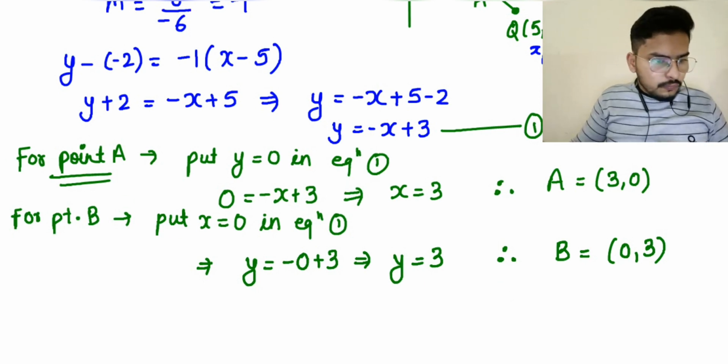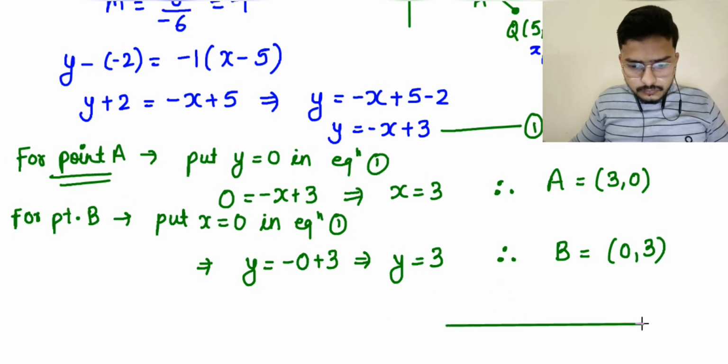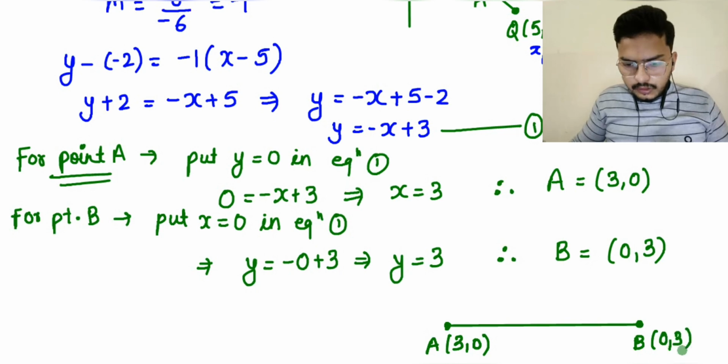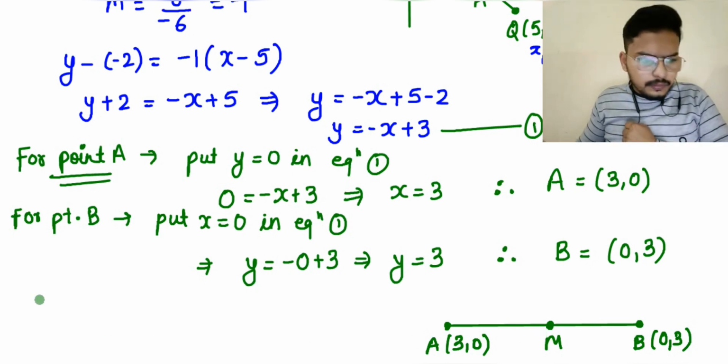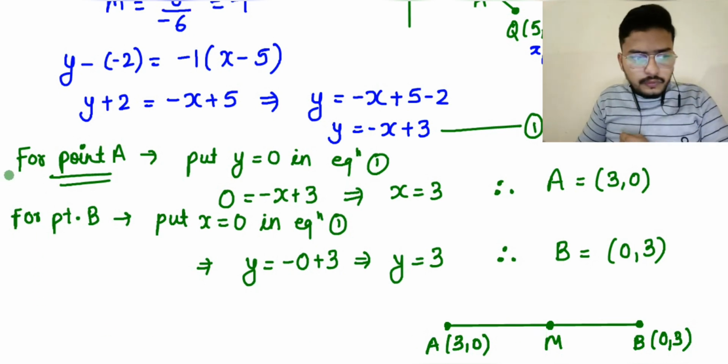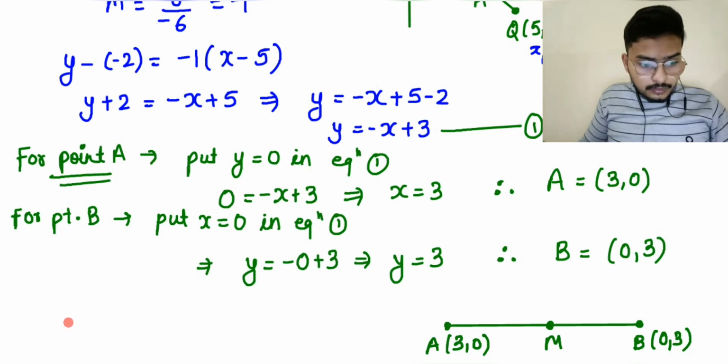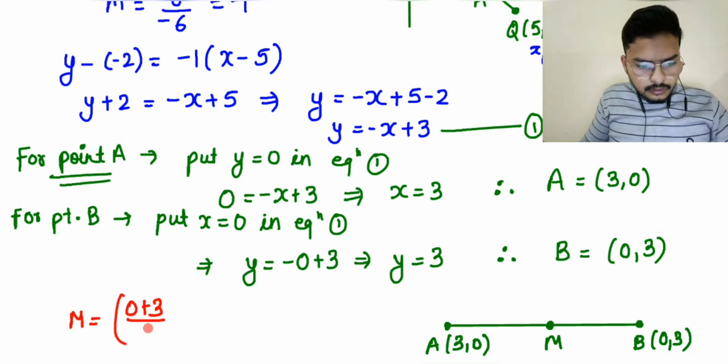Okay, now we know that if this is A, which is 3 comma 0, and this is B, which is 0 comma 3, and M is the midpoint of this line segment AB, then we can easily find the coordinates of M. How? By using the midpoint formula. So the x coordinate of M must be 0 plus 3 by 2, and the y coordinate must also be 0 plus 3 by 2, right?